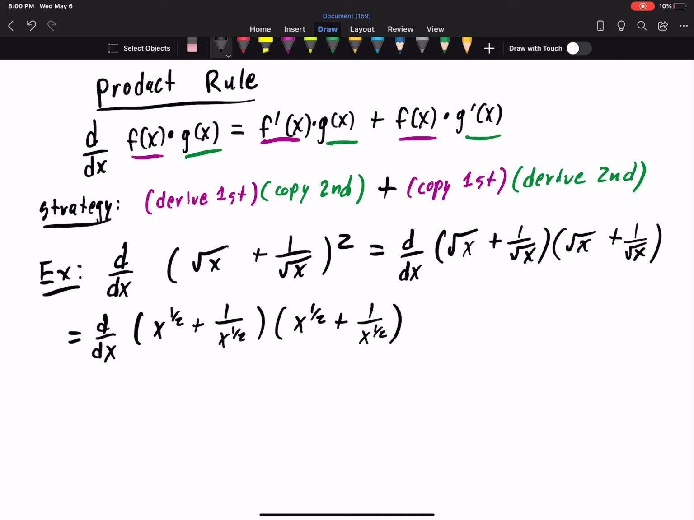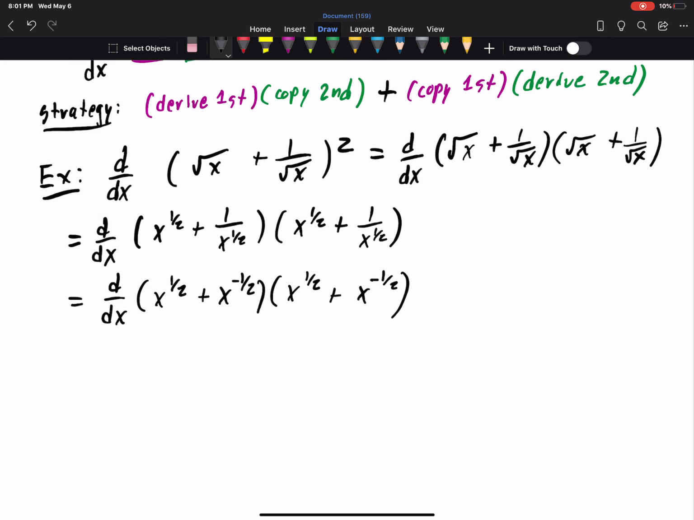Just like that. Okay. Now we're going to bring all of our x stuff that's in the bottom up to the top, negating the exponent. So x to the 1/2, that sticks around. Then we have x to the minus 1/2 here. And then we have x to the 1/2 plus x to the minus 1/2, just as before, because the two quantities are the same, basically.